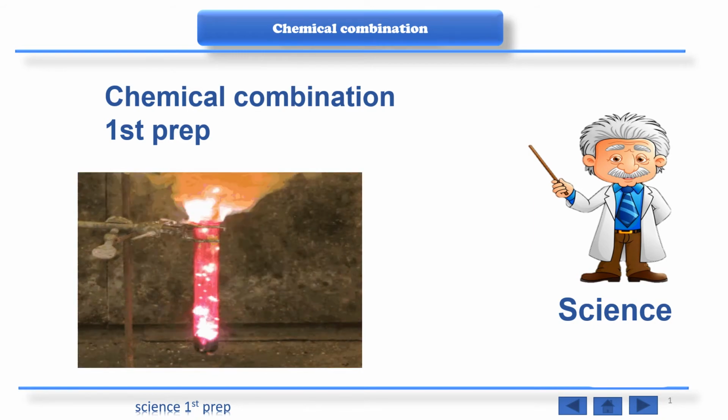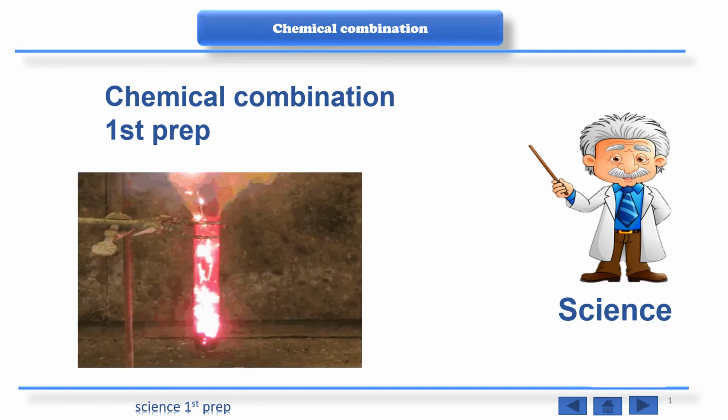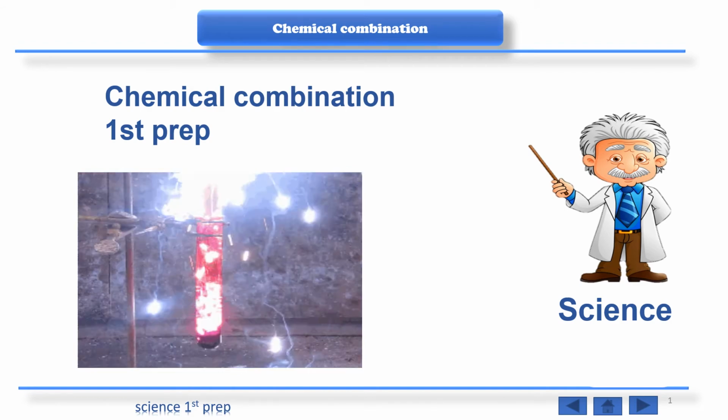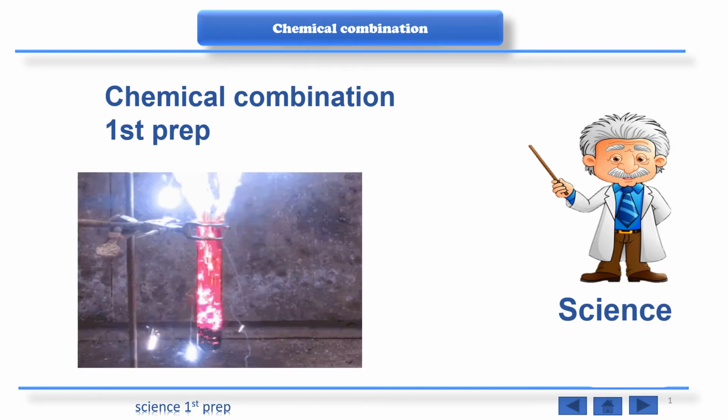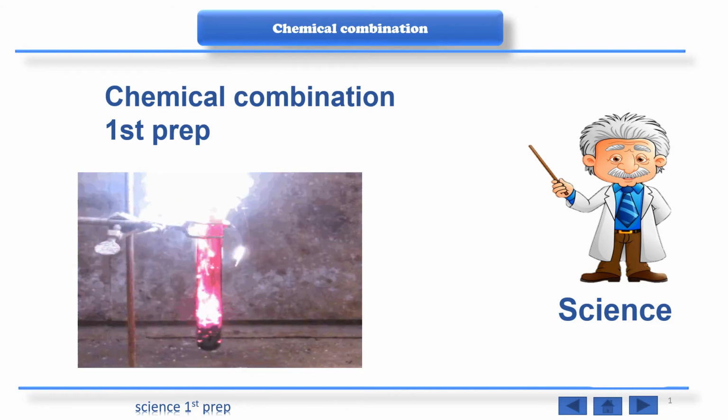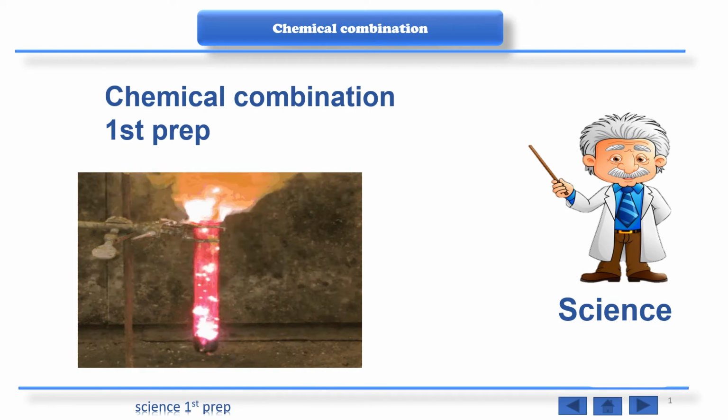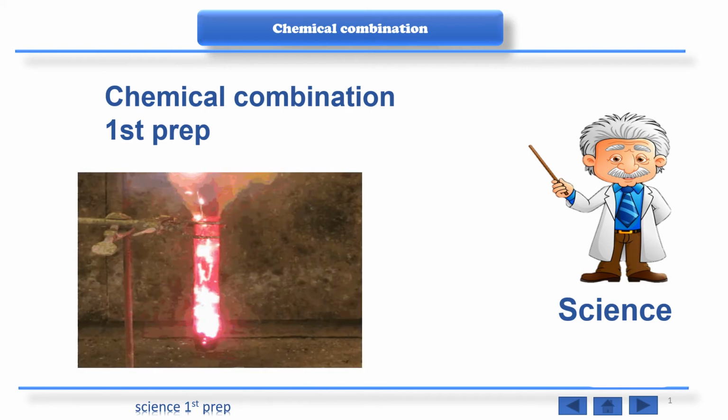This is Unit 1, and this is Lesson 1. It's called Chemical Combination. As we know, this is chemistry, okay? In the first unit, we study chemistry science.